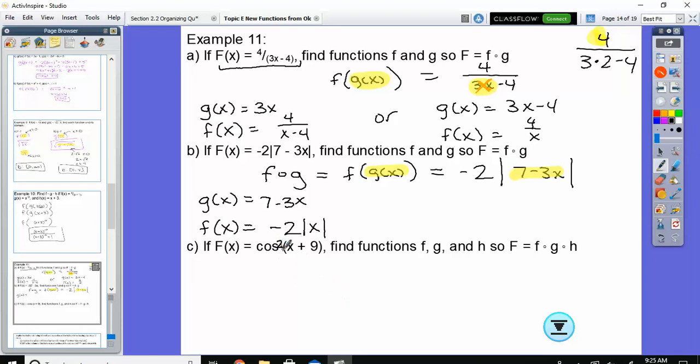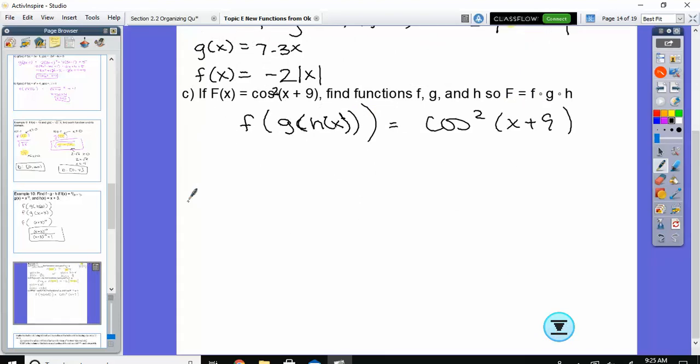F of x is cosine squared of x plus 9. And I want 3 functions. So f of g of h is equal to cosine squared of x plus 9. We'll start on the inside and work our way out. H of x is the first thing. What would you do first if you plugged in a number for x? Add 9. So let's say h of x is x plus 9.